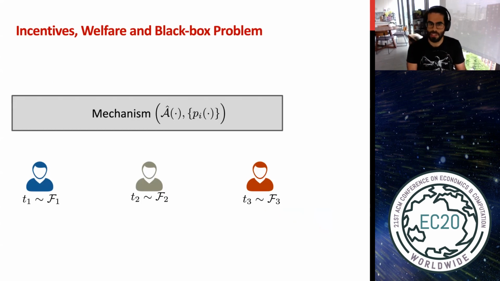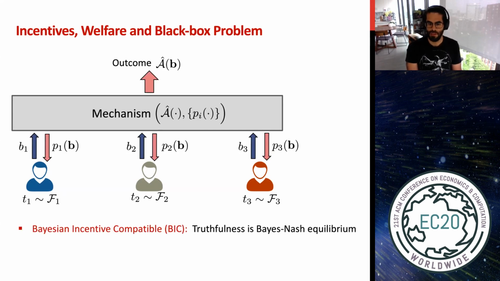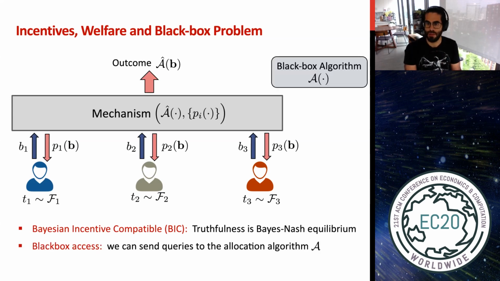And now we try to design a Bayesian incentive compatible mechanism. So in a black box fashion, let me explain what that means. The mechanism again asks the bidders to report their types, finds an allocation and a payment. And we would like, in this game of incomplete information, truth telling to be a Bayes-Nash equilibrium. But we give an extra flexibility to the mechanism to be able to use a given allocation algorithm. Remember, the problem is about transforming a given allocation algorithm into a Bayesian incentive compatible mechanism.